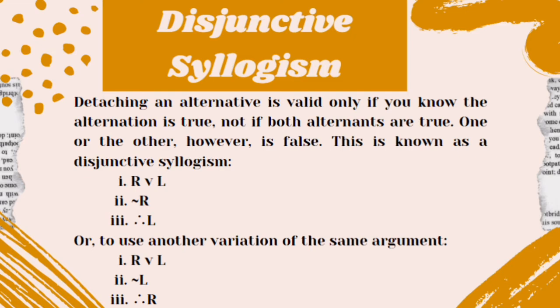Premise 1, either R or L. Premise 2, not R. Conclusion, therefore L. Or, to use another variation of the same argument, premise 1, either R or L. Premise 2, not L. Conclusion, therefore R.